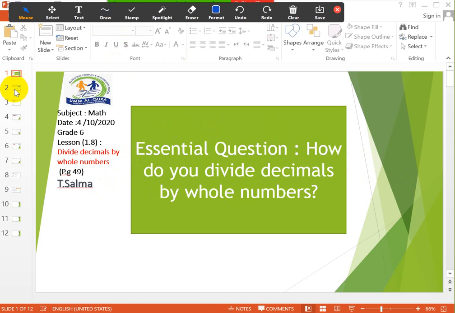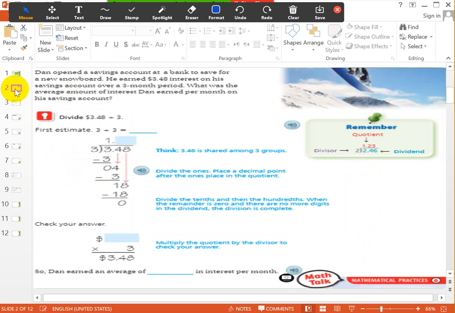Okay, so let's see how I will divide decimals by a whole number. First, remember we talked about division. It's not hard, Maria, very easy, because you talked about division last year in grade 5, right?